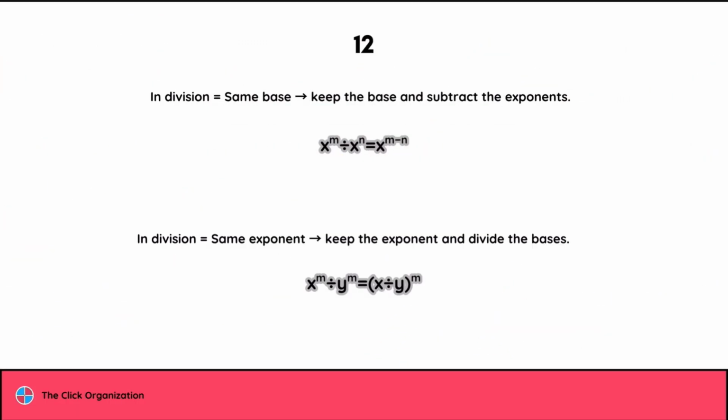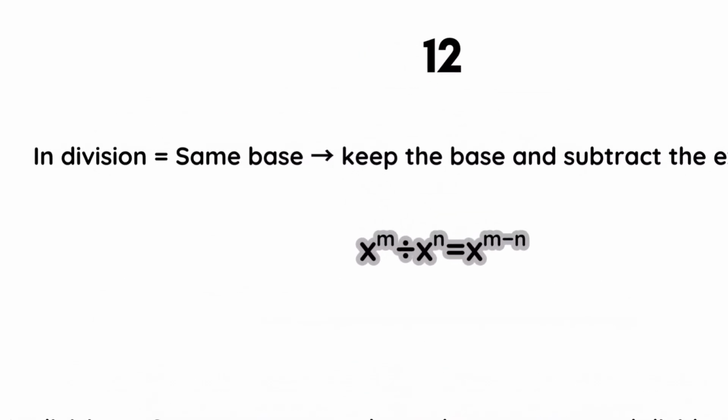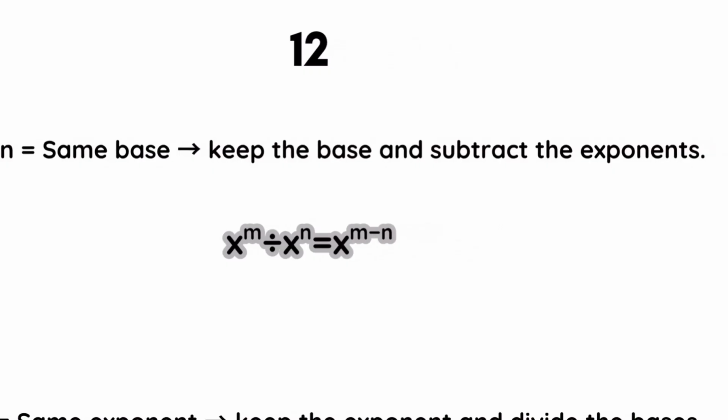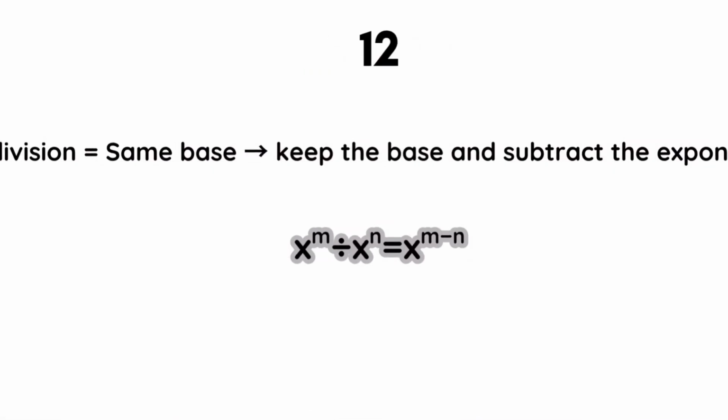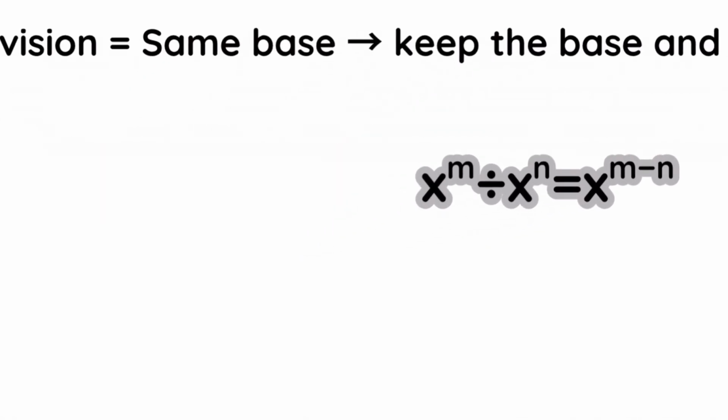Okay, going for the 12th rule. In division, same base, keep the base and subtract the exponents. We had this in multiplication as well, right? If we have the same bases in division this time, we are going to keep the base and subtract the exponents.